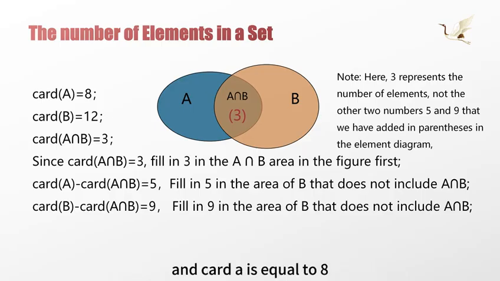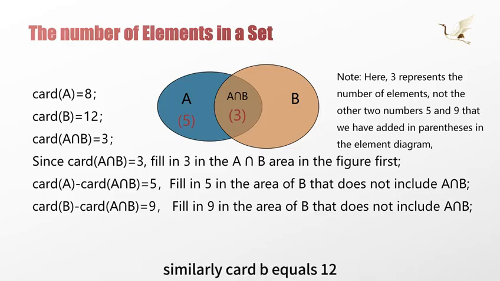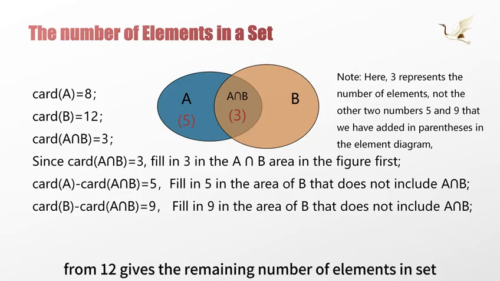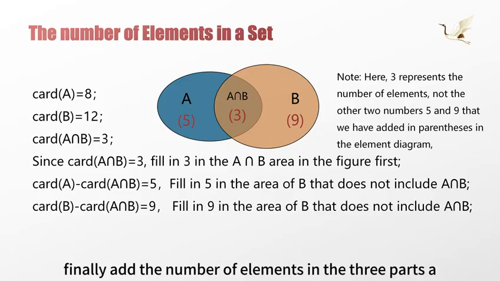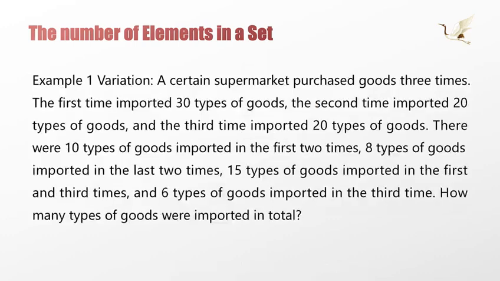And card A is equal to 8, so we subtract 3 from 8 to get the remaining number of elements in set A as 5. Similarly, card B equals 12, and subtracting 3 from 12 gives the remaining number of elements in set B as 9. Finally, add the number of elements in the 3 parts A, B, and A intersecting with B, and the value of card A union B is 17.